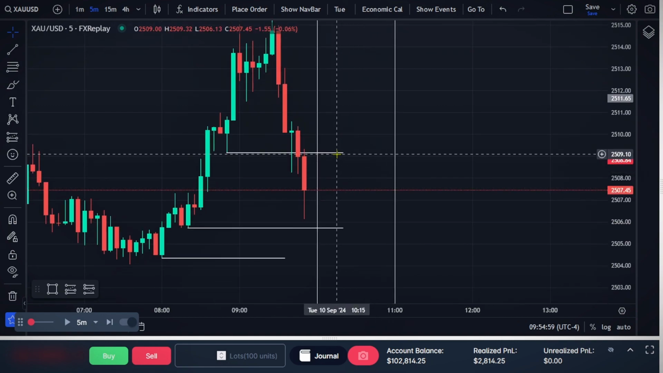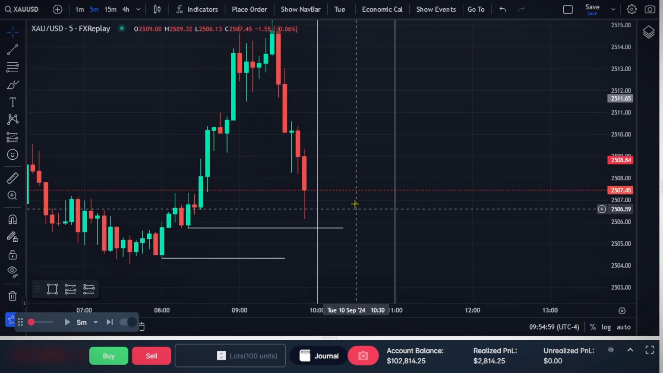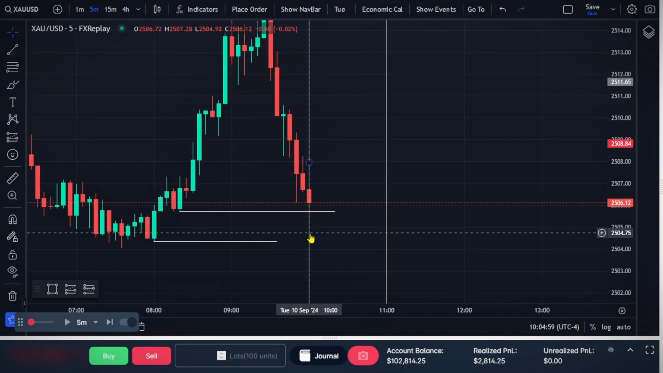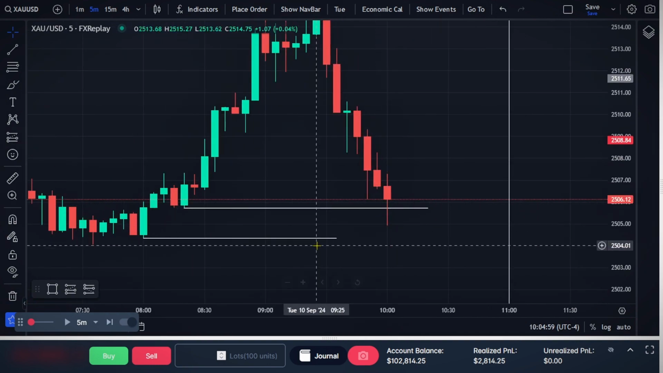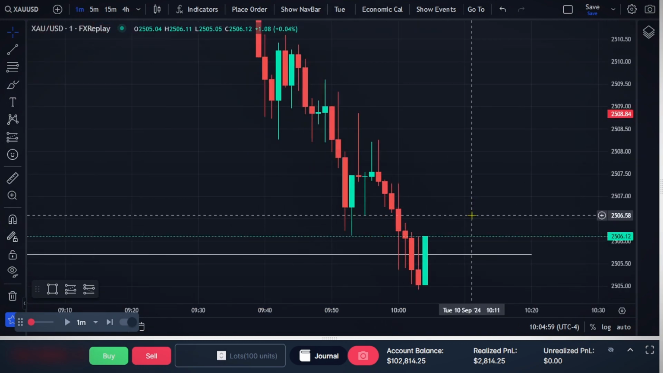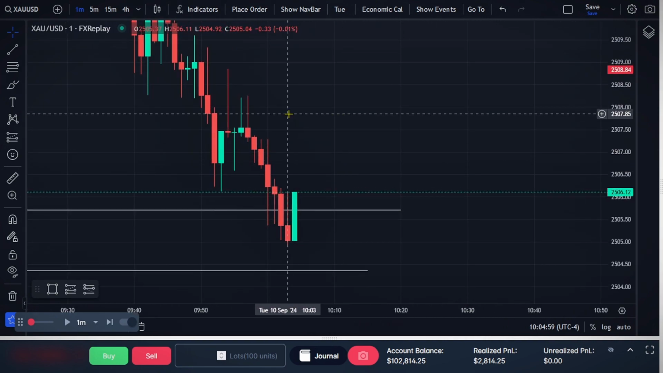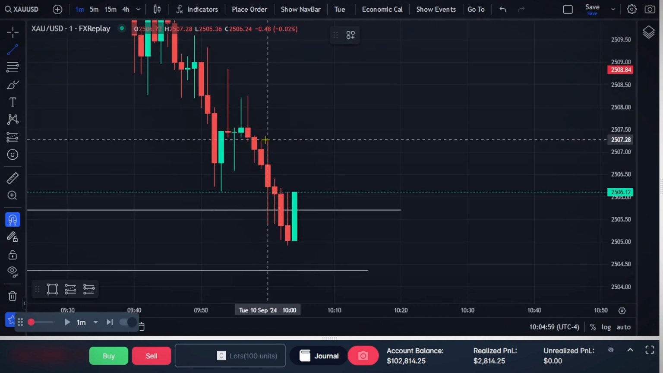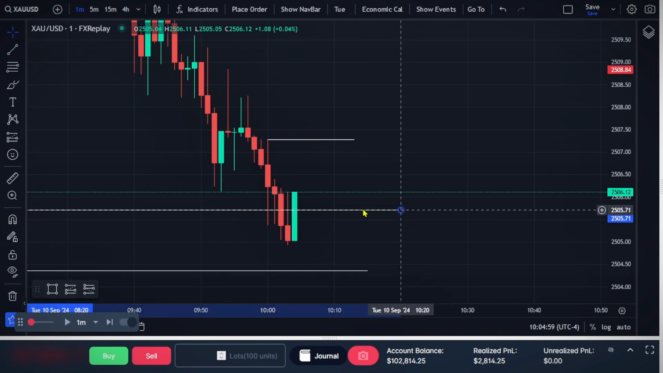Let me clean that up. The price keeps pushing lower, and it looks like we're targeting this swing low. Since we're getting close to our trading window, I'll remove the vertical line to keep the chart clean. I'll drop down to the 1-minute time frame and look for a market structure shift or a change in state of delivery, XAUUSD, for confirmation.